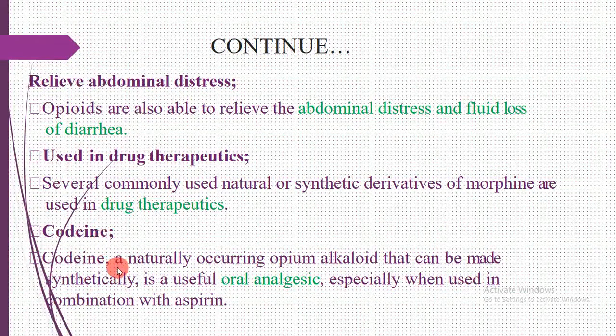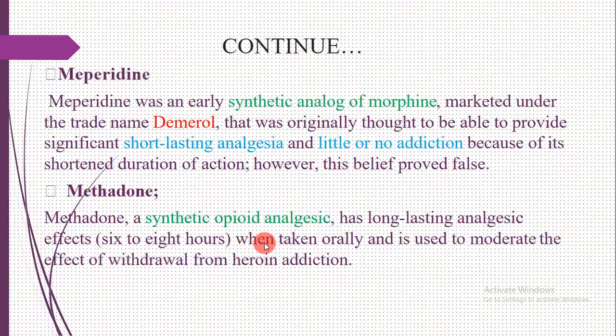Codeine is also a naturally occurring opium alkaloid. It can be extracted from the Papaver somniferum, and it can be made synthetically as a useful oral analgesic, especially when used in combination with aspirin. Moreover, another opioid analgesic is meperidine.